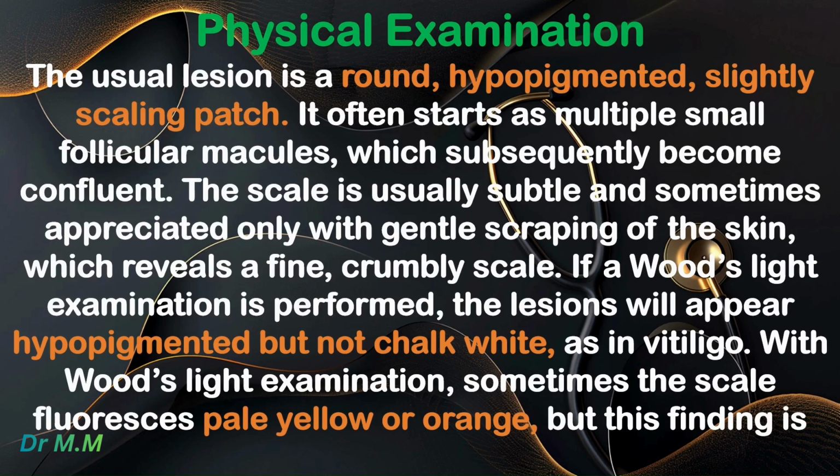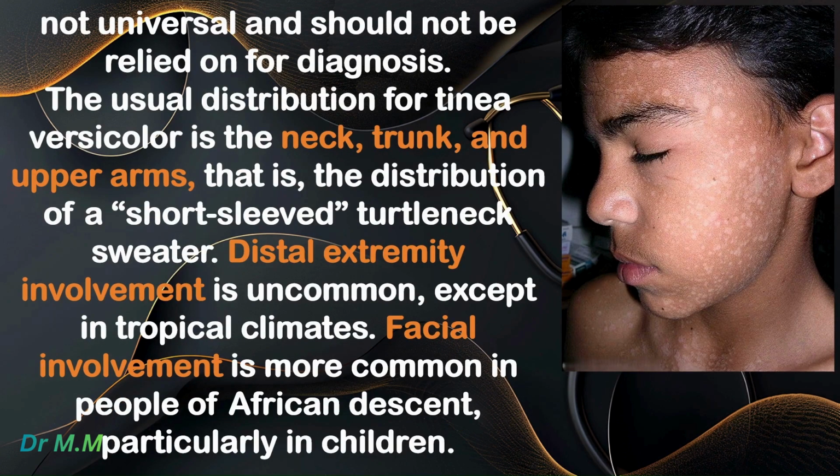Physical examination. The usual lesion is a round, hypopigmented, slightly scaling patch. It often starts as multiple small follicular macules, which subsequently become confluent. The scale is usually subtle and sometimes appreciated only with gentle scraping of the skin, which reveals a fine, crumbly scale. If a Wood's light examination is performed, the lesions will appear hypopigmented but not chalk white, as in vitiligo. With Wood's light examination, sometimes the scale fluoresces pale yellow or orange, but this finding is not universal and should not be relied on for diagnosis.